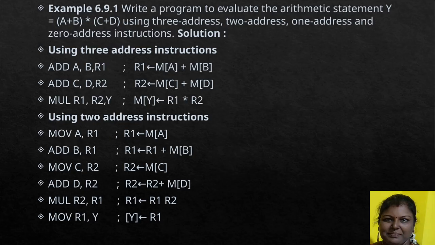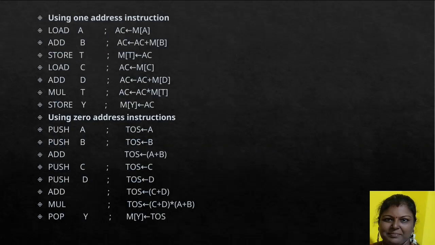This example shows how the same calculation adapts to different instruction styles. Here, we're looking at 2 different ways to perform the same calculation using assembly instructions. First, with 1 address instructions, we load values, add them, store intermediate results, and finally multiply and store the outcome. It's a step-by-step process with explicit memory references. Then, with 0 address instructions, everything happens on a stack. We push values, perform operations directly on the top of the stack, and pop the final result into memory. It's a more compact, stack-based approach that simplifies addressing.